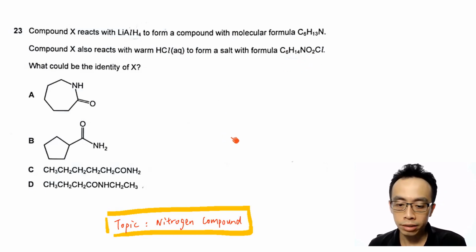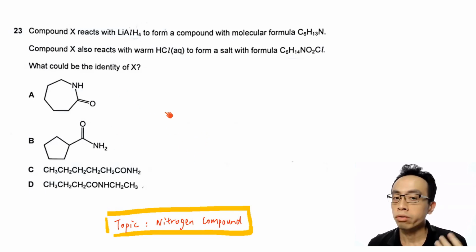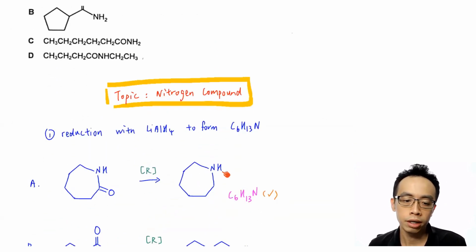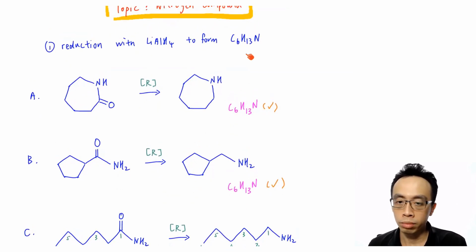The topic tested in this exercise is obviously under nitrogen compounds, targeting the amide functional group. We will consider each of these options, try to reduce it with lithium aluminum hydride, then see whether we can eliminate some options first. So let us consider the first one. First reaction: reduction with lithium aluminum hydride to form C6H13N.